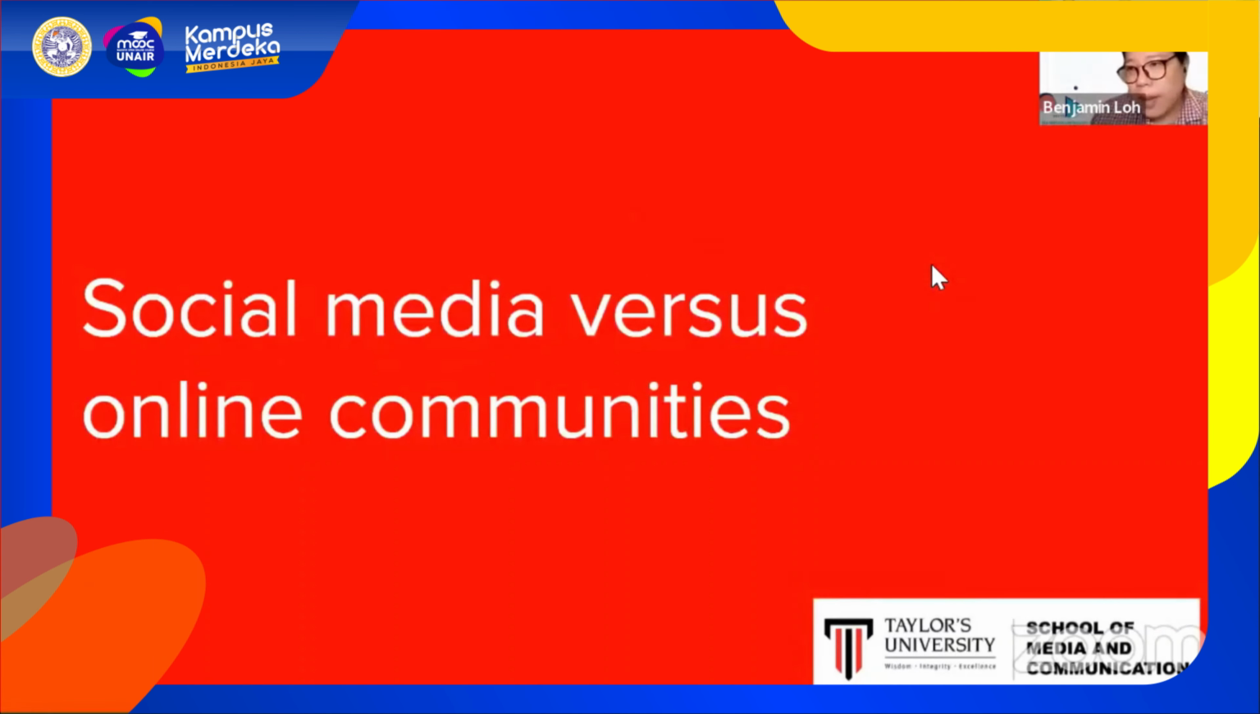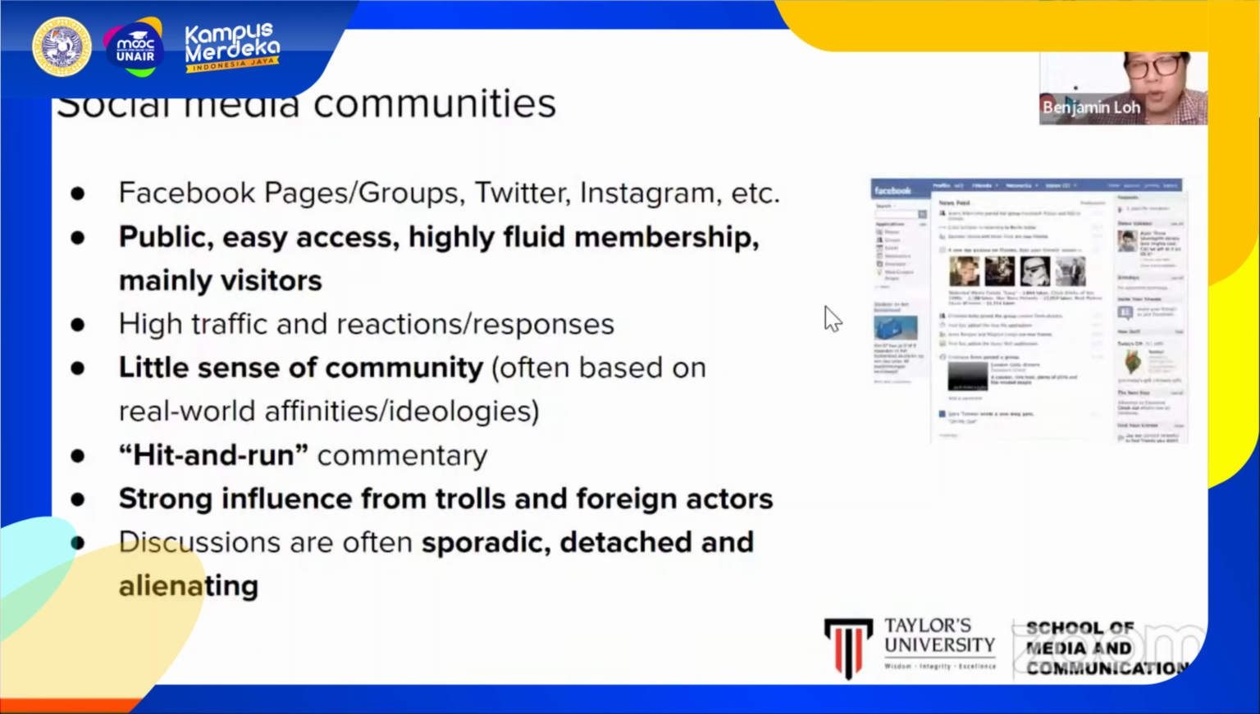Okay, so based on that, now let me just reorient the discussion, and let's take a look at the differences between social media and online communities, essentially. All right. So social media communities are what we refer to as a community that is built on social media. So it can be anything from a Facebook page, a Facebook group, Twitter, Instagram, basically any form of social media that allows people to self-organize in a certain way.